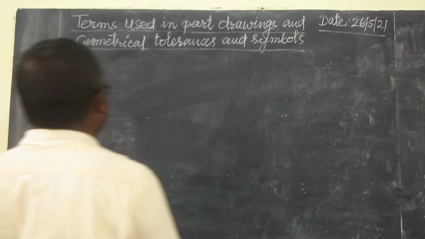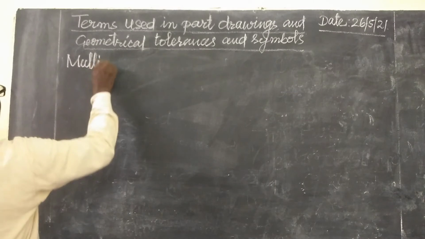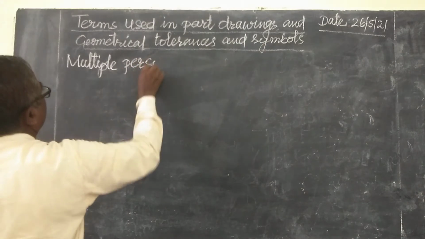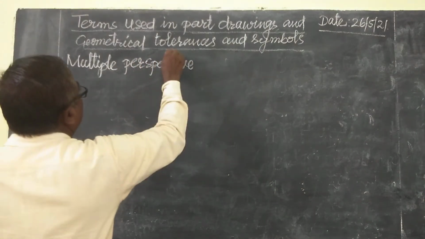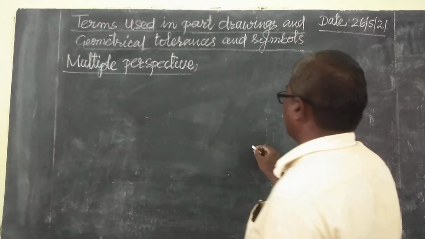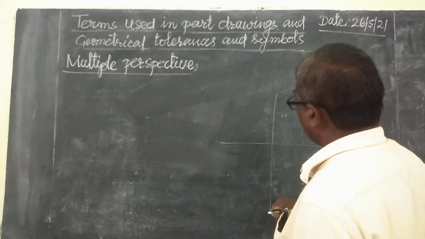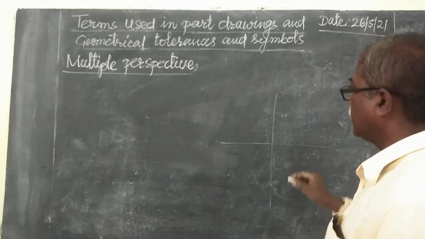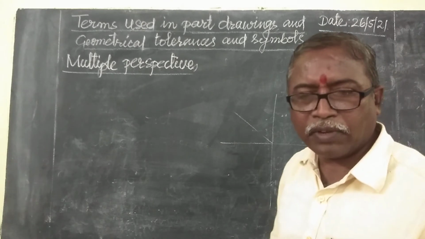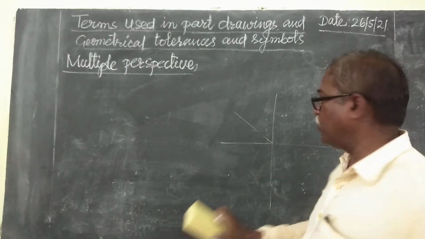For example, you see multiple perspective. This is like this. For example, you see the line is like this and drawing a line like this. Your view is like this. Then however we have to draw from one point, we are taking one point and drawing the images.